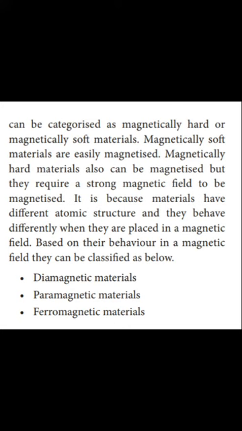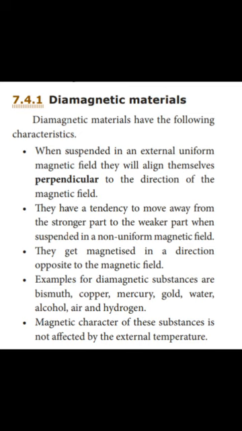Based on the behavior of magnetic materials in a magnetic field, they are classified as diamagnetic materials, paramagnetic materials and ferromagnetic materials. So what is the classification of magnetic materials? Diamagnetic materials, paramagnetic materials and ferromagnetic materials. Now we will see the characteristics of these materials one by one. First we will see the characteristics of diamagnetic materials.